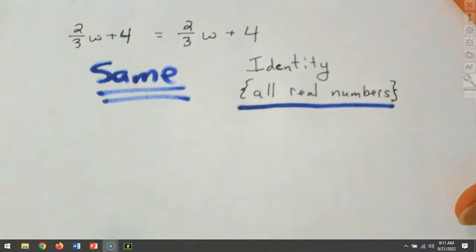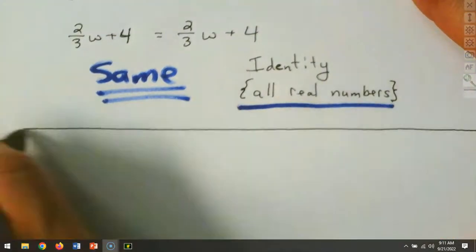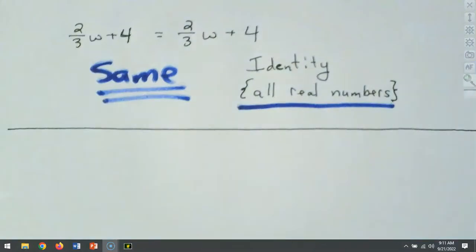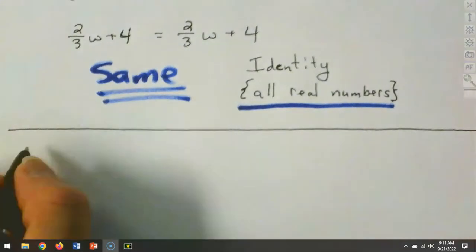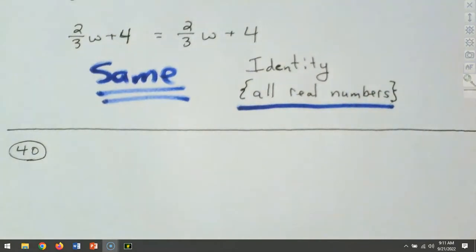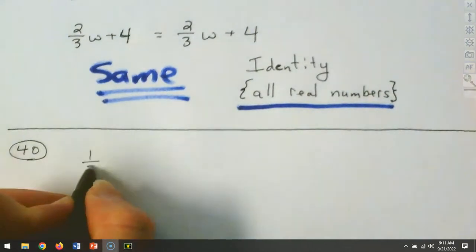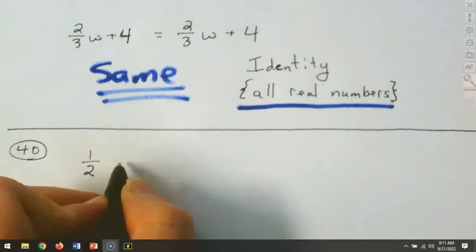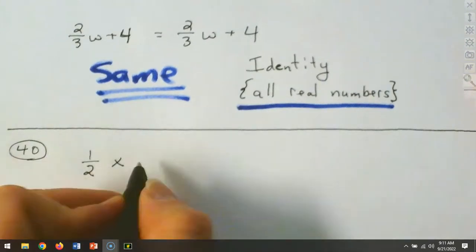Okay, because the sides are the same. Now, the opposite of that is no solution. So let's look at one that has no solution now. And that was question 41. Let's go back and look at question 40. That one was an identity. Question 40 is what's called a contradiction. And we'll see why this one doesn't work.